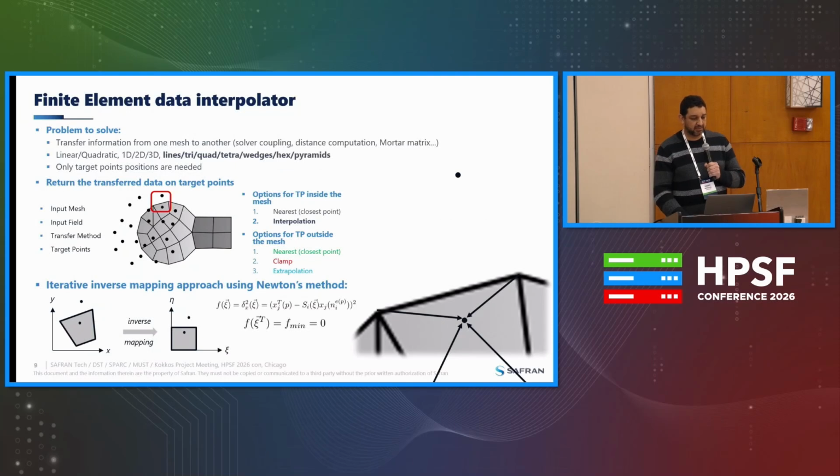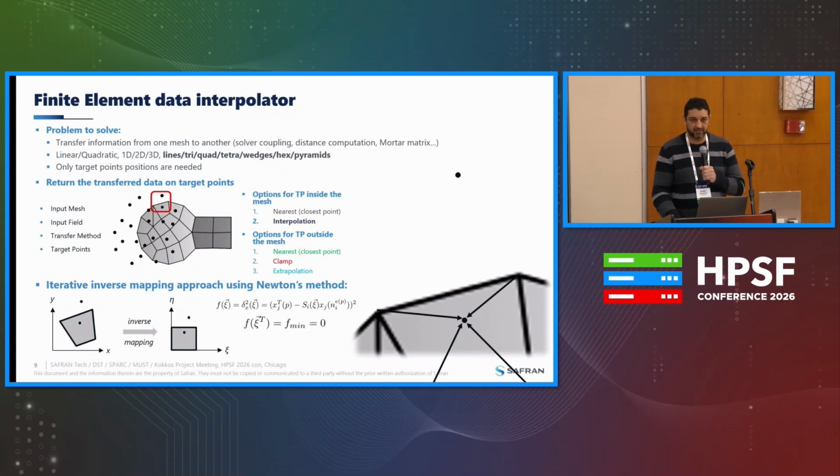So regarding the library, the problem to solve is very simple. In input, you have a finite element mesh, and in output, you have a point cloud, and what you want to do is transfer the data from the mesh to the cloud. We don't make any assumptions, as we treat many problems for many engineers in different fields, so we had to cover the full stack of finite elements. So we have 1D, 2D, 3D finite elements: lines, triangles, quads, up to hexes and pyramids.